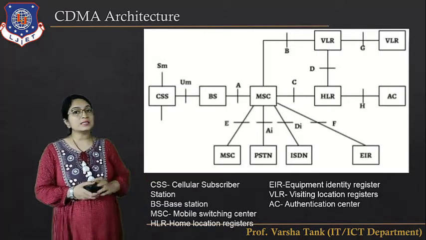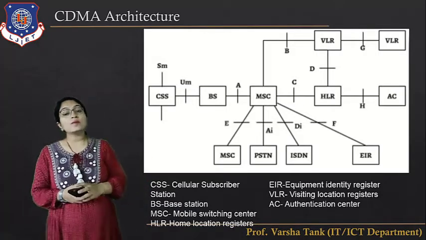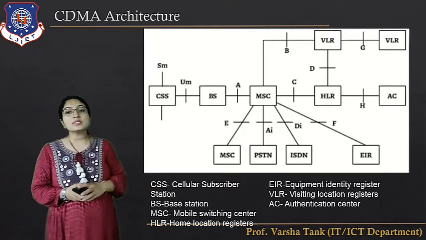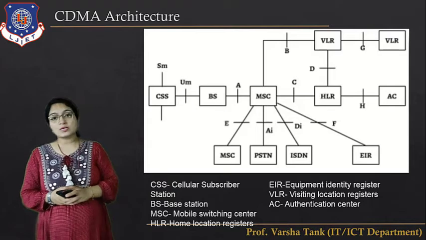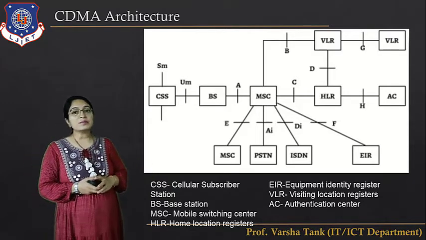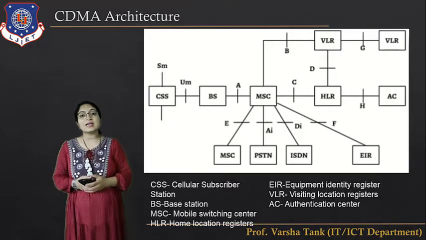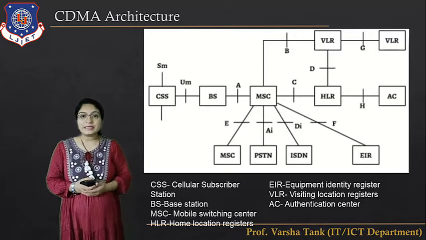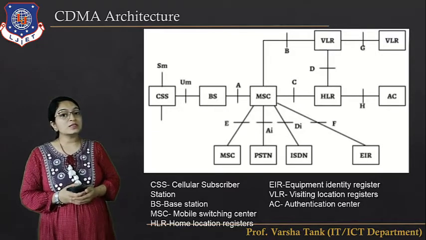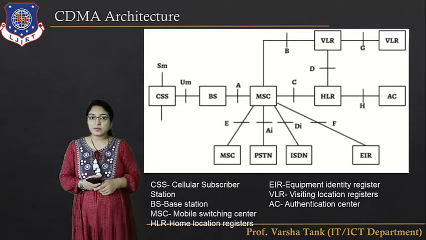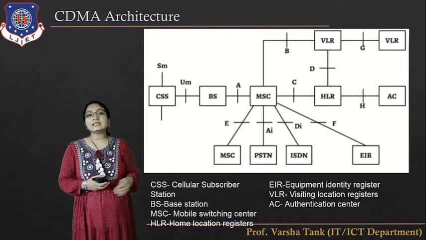Okay, so here you can see this is the CDMA architecture, or we can say the Interim Standard 95 architecture. Here this abbreviation is written CSS, that means the cellular subscriber station, BS that means the base station, MSC that means the mobile switching center, HLR that means the home location register, and EIR that means the equipment identity register, VLR that means the visitor location register, and AC that means the authentication center. So all these terms are there in the architecture.